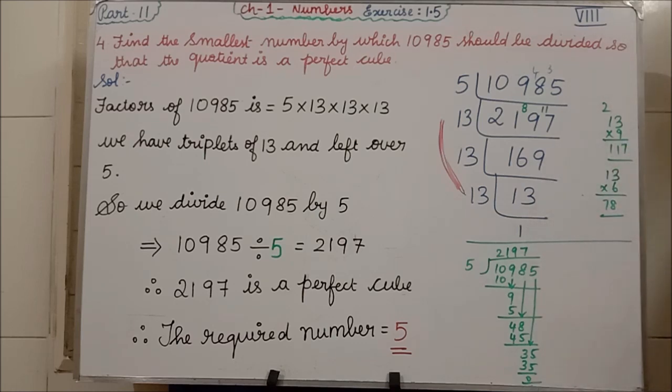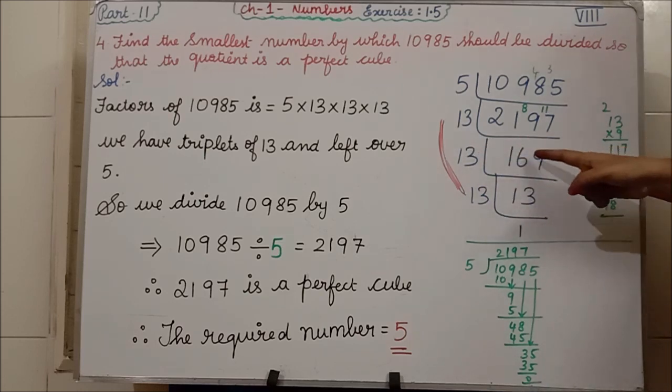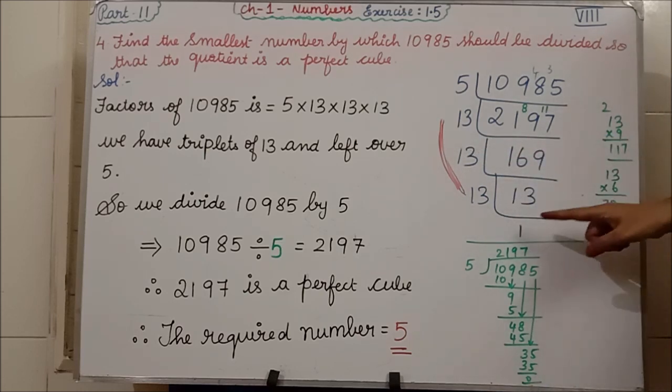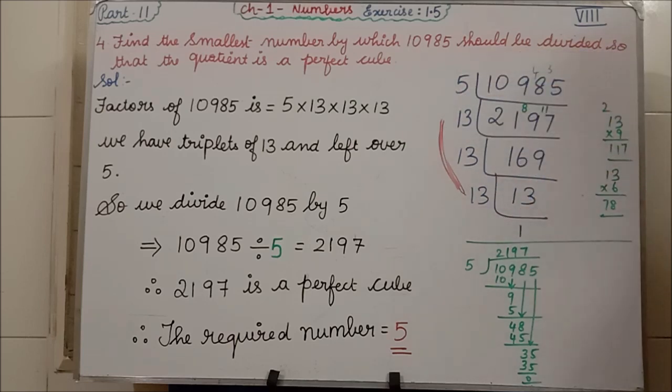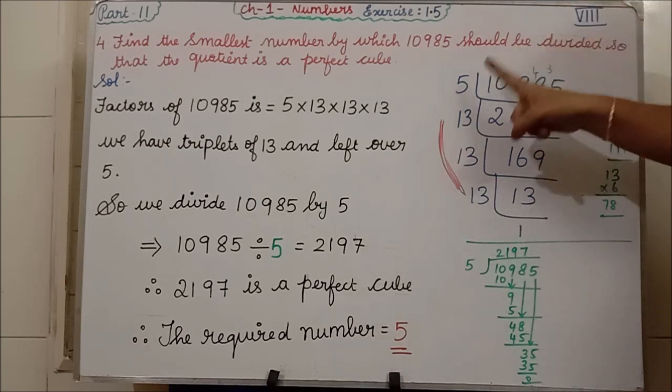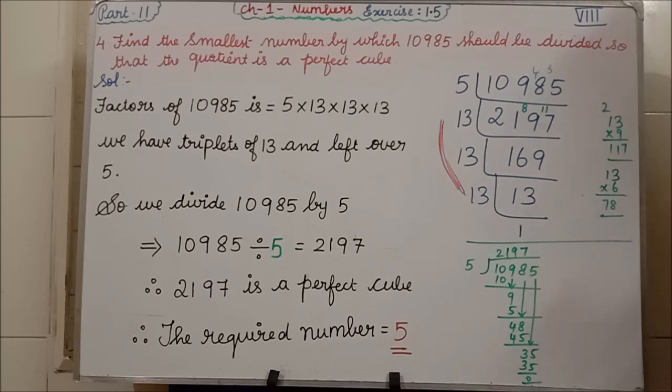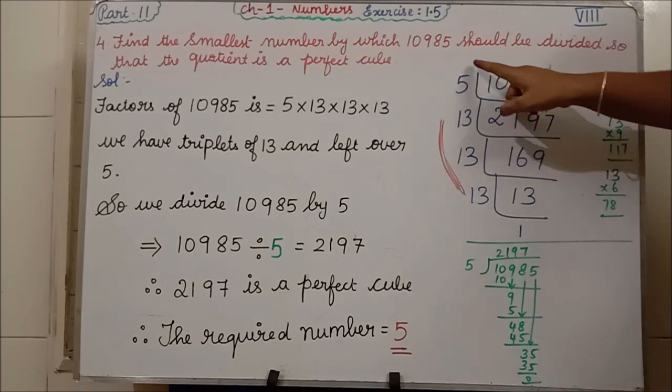169 we are having. You all know what square number this is? Very good, 13. So 13 into 13 is 169. So 1 13s are 13. Okay. Now we have got the factors of 10,985, isn't it? Now observe these factors. For this 13 we are having 3 13s. For this 5 we are not having 3 5s, only 1 5 we are having. Still, how many 5s do we need? We need 2 5s, isn't it? So this only extra we are having.